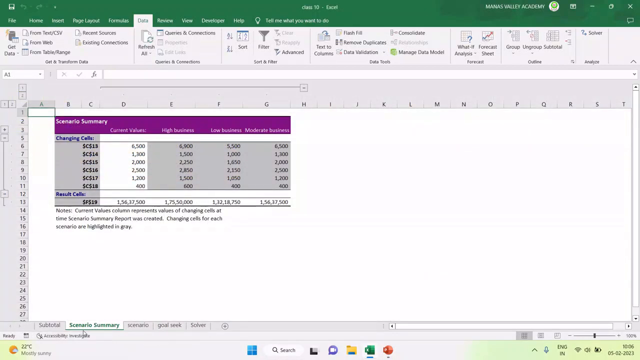It will create another sheet with the name scenario summary, and here you can see in a very descriptive and detailed manner all three business situations and their profit and loss. So this way we can use scenario manager in MS Excel to sort out problems of different situations in the business.